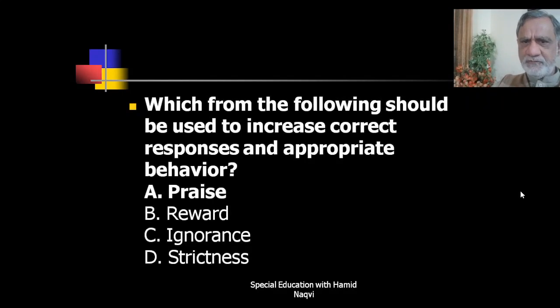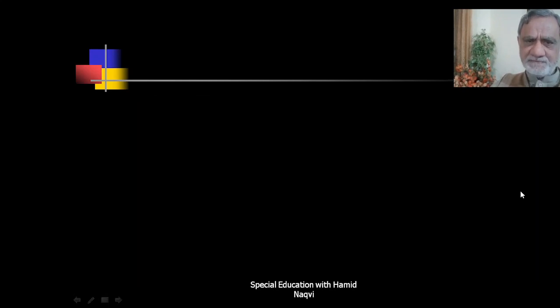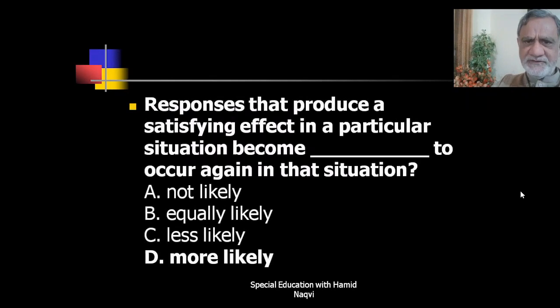Which from the following should be used to increase correct responses and appropriate behavior? Praise, reward, ignorance or strictness? Praise is correct. Responses that produce a satisfactory effect in a particular situation become dash to occur again in that situation. Not likely, equally likely, less likely or more likely. The correct one is the last one, that is more likely.